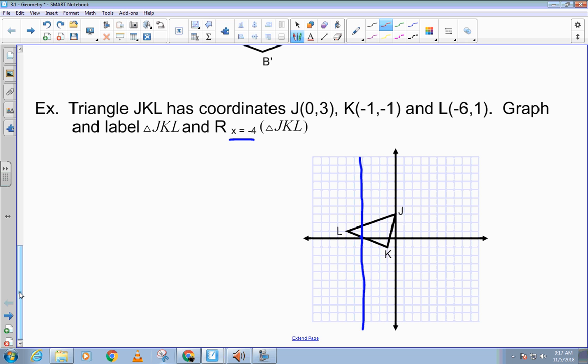If 1 point is 2 units to the left, like look at L, is 2 units to the left of that line, when I reflect it, it's going to be 2 units to the right. So 1, 2, 1, 2. So the left, it comes on the right. So on the right, it comes to the left. So that's L prime. J is 1, 2, 3, 4 to the right. It's going to go 1, 2, 3, 4 to the left. K is 1, 2, 3 to the right. It's going to go 1, 2, 3 to the left. K prime. And then you connect those new points.